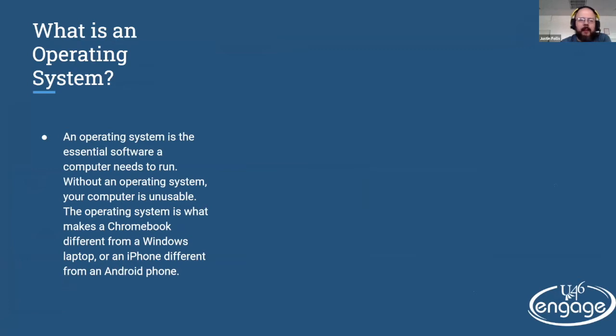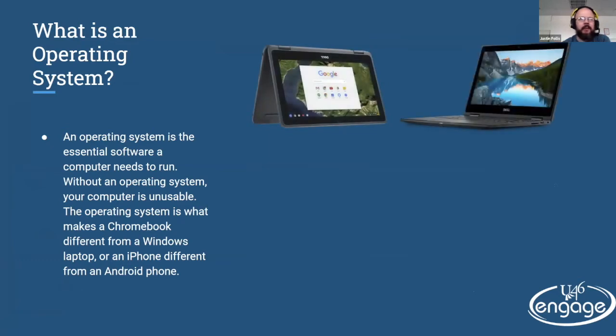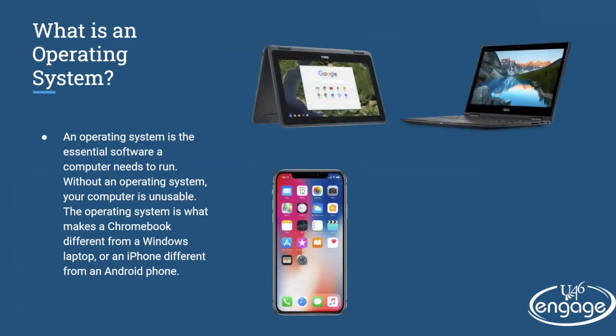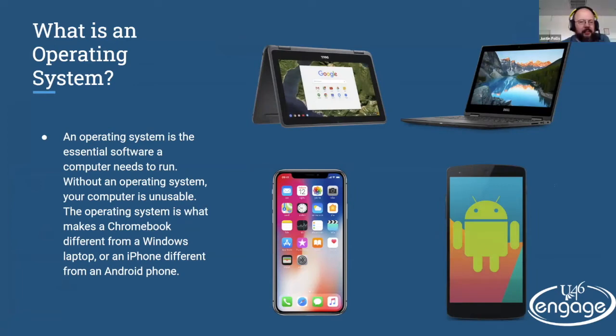So what is an operating system? Well, an operating system is just the essential software the computer needs to run. Without the operating system, the computer is not very usable. It can't really do much. The operating system is what makes a Chromebook different than a Windows laptop, or an iPhone different from an Android phone. Each operating system has its own features, its own functions, but at U46 we make sure the applications that are needed for education of these students are available on each device, regardless of what operating system they run.